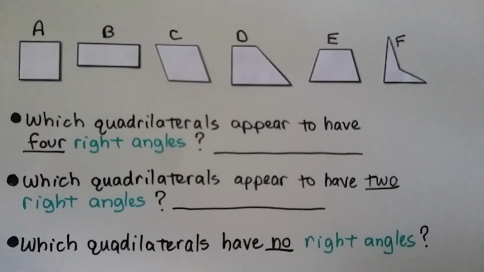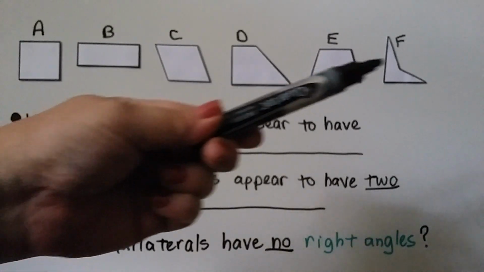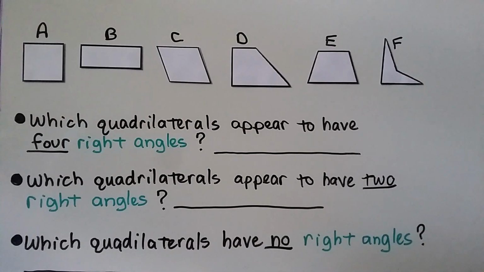Now take a look at these shapes. We have A, B, C, D, E, and F. Which of these quadrilaterals appear to have 4 right angles? It says appear to have 4 right angles because we don't know for sure. They just look like they have 4 right angles. We don't see the little right angle boxes inside, do we? So which of these look like they have 4 right angles?